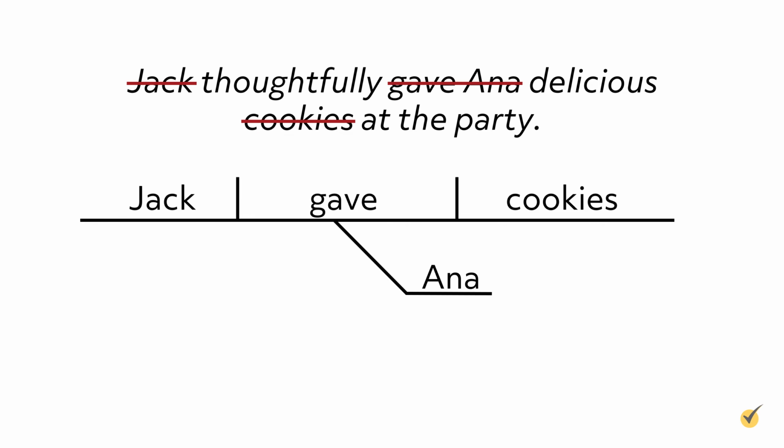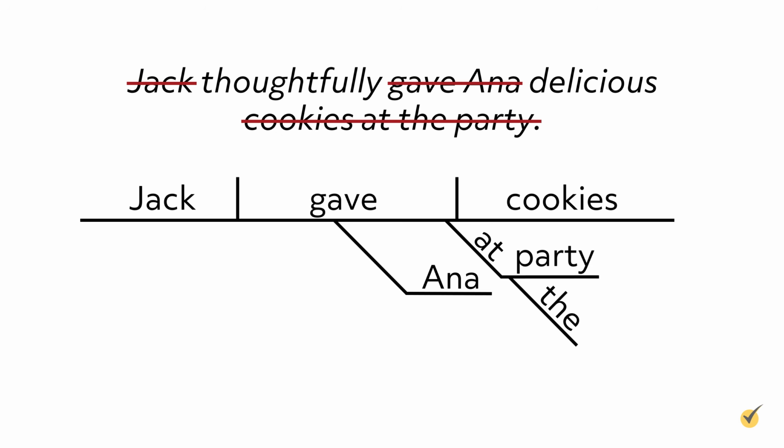Next, let's add the prepositional phrase, as we did in the previous example. The prepositional phrase, at the party, describes where the giving occurred, so it goes under the verb gave. The preposition at goes on a diagonal line under gave. The object of the preposition party goes on the connecting horizontal line, and the article the goes on a diagonal line under the word party.